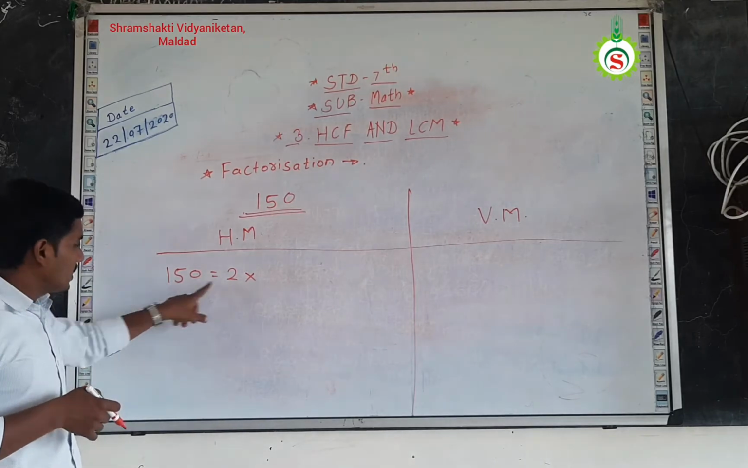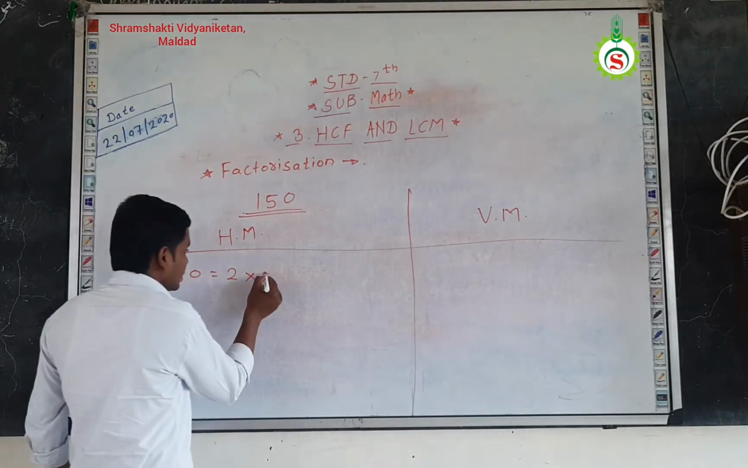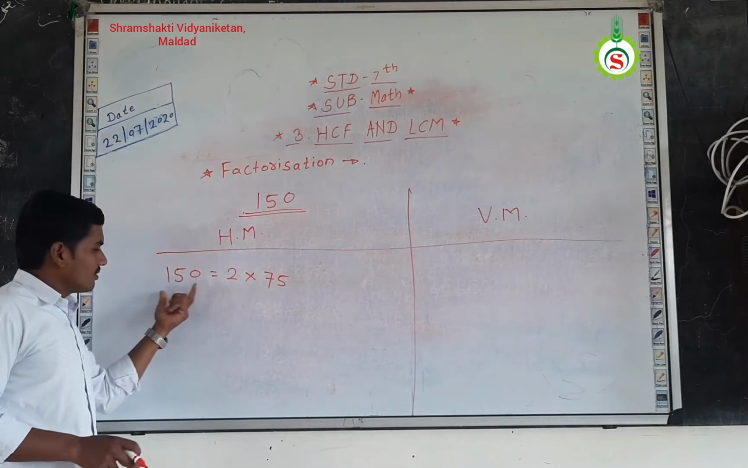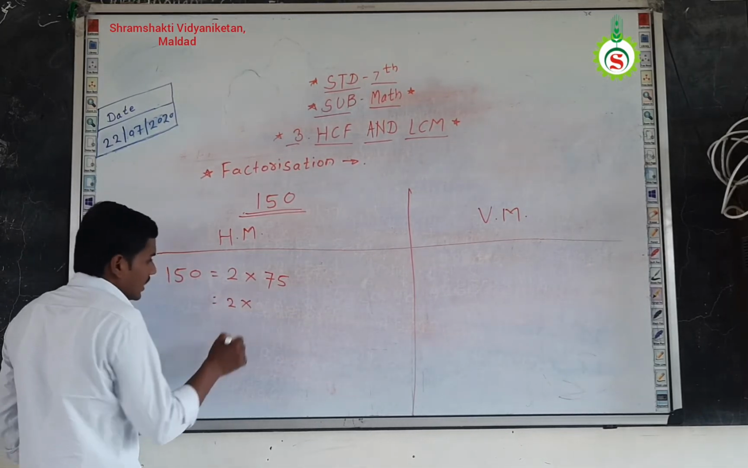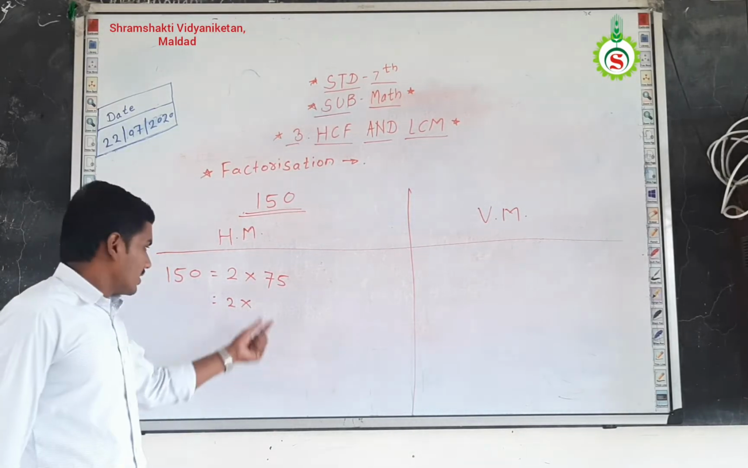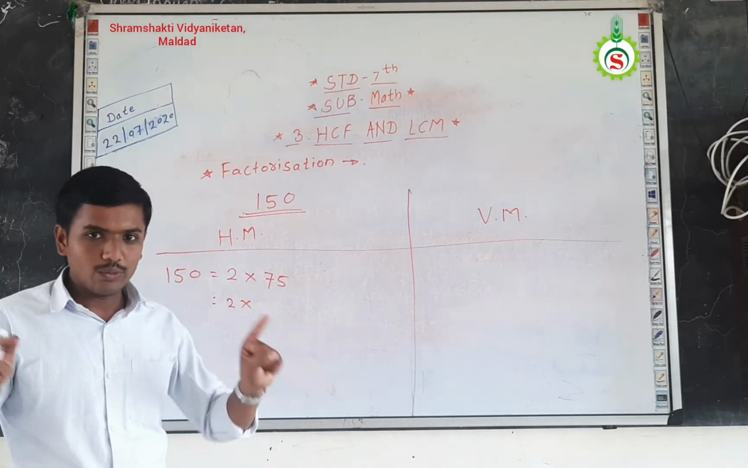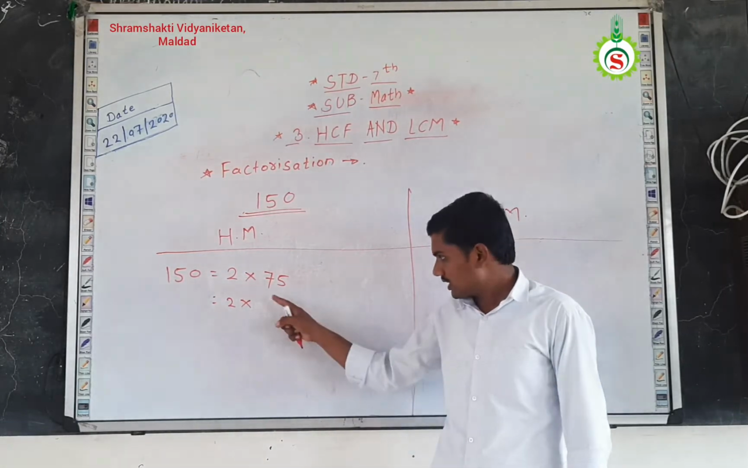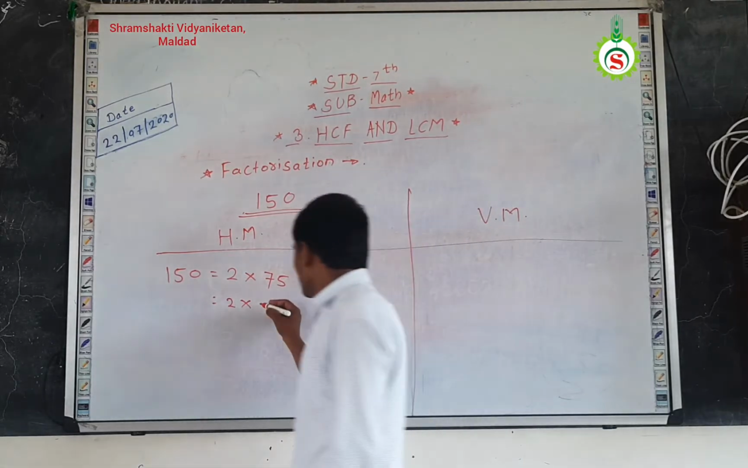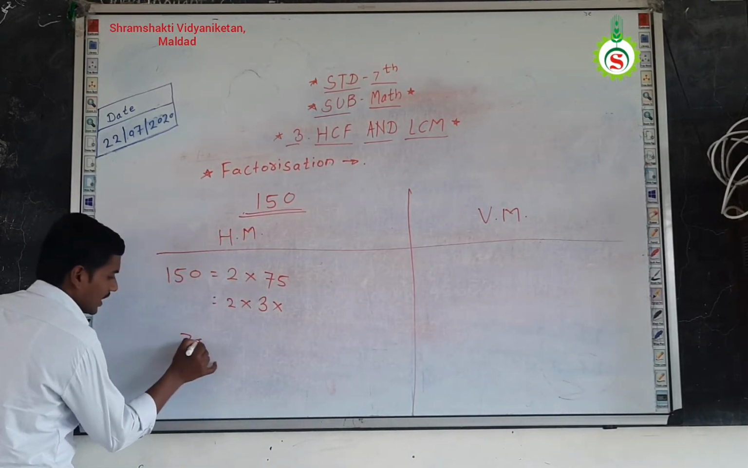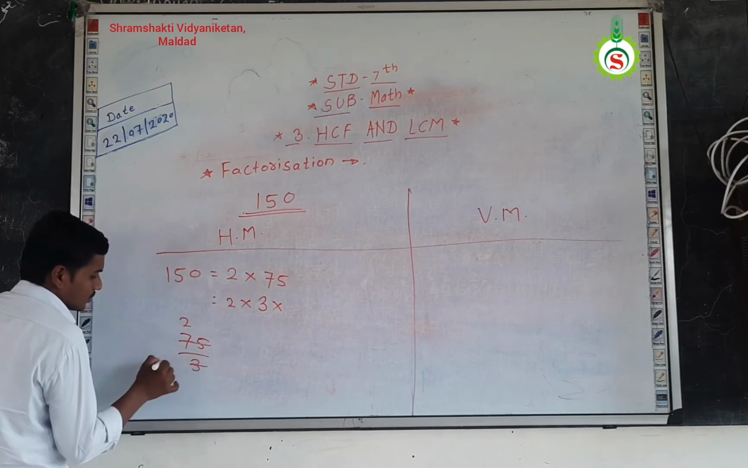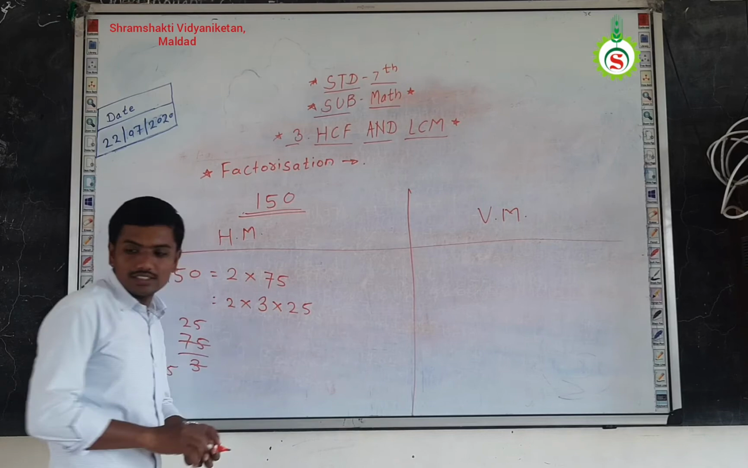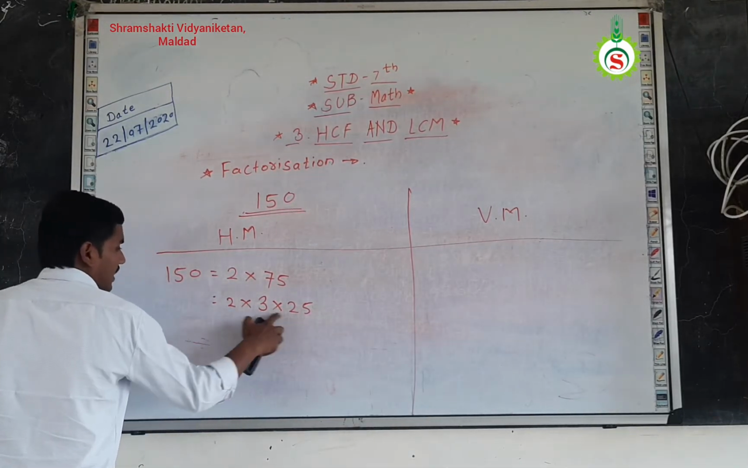So if I divide 150 by 2, what will be the answer? Obviously 75. That means 2 into 75 is 150. Now again, is that 75 divisible by any other number? Obviously 75 is not divisible by 2. Now the next number after 2, which number will it be? 3. Is 75 divisible by 3? Yes or no? 75 is obviously divisible by 3. So if I divide 75 by 3, what will be the answer? 3 sixes are 18... 3 fives are 15. So the answer is 25. That means 25 threes are 75.